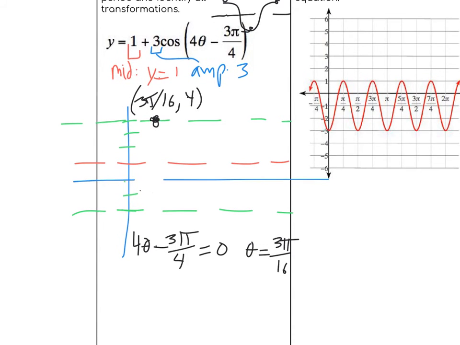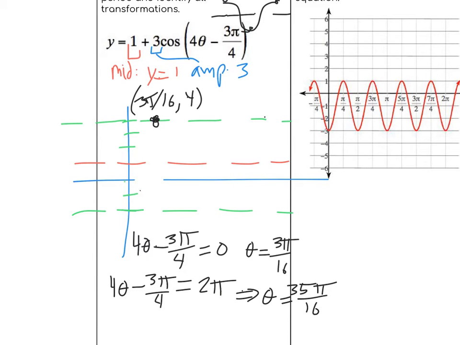All right. Finding the endpoint, we've got 4 theta minus 3 pi over 4 is going to be equal to 2 pi, because that's my ending value. When I add those together and then divide by 4, that'd be 3 pi over 16 plus 32 pi over 16, which is going to be 35 pi over 16. So that's going to be my other point, 35 pi over 16. And that would also be at a height of 4.